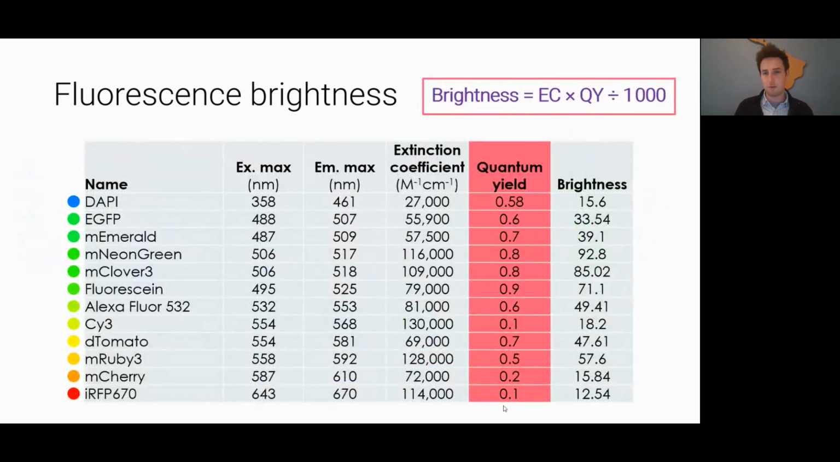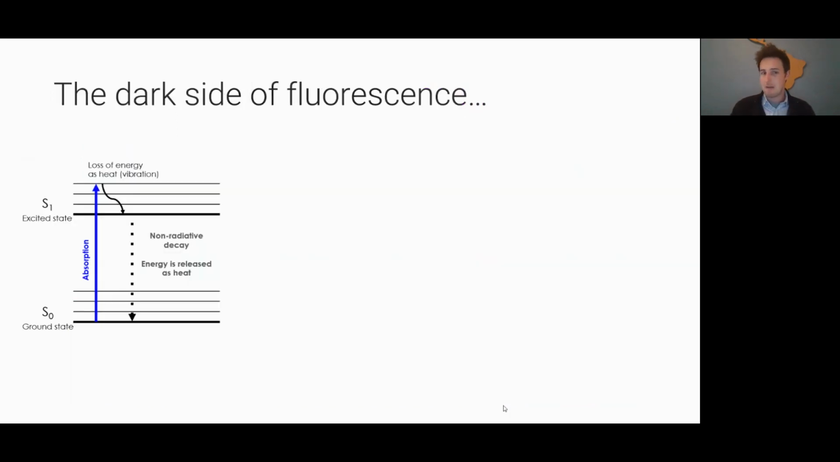And we can equate these two properties into a value we call brightness, which is essentially just the product of the extinction coefficient and the quantum yield. And some people divide it by 1,000 to make the number a little bit easier to read. But you can see there how these fluorophores then all have characteristic extinction coefficients and quantum yields. And if you put those together, an idea of brightness, bright generally being better. There's a dark side to fluorescence as well, so one also gets non-radiative decay. So not all of those excited electrons will return to the ground state and release light.